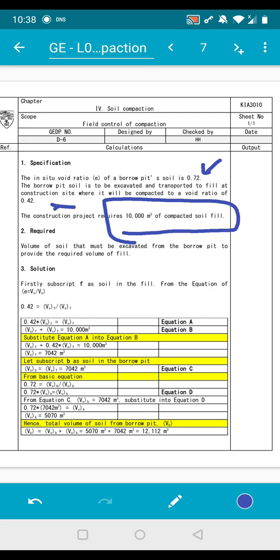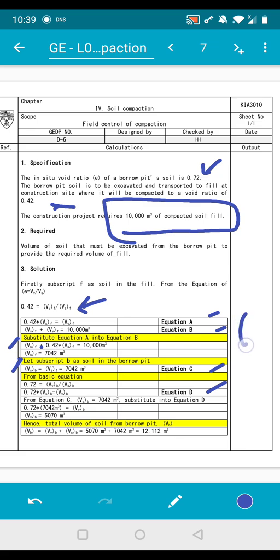And the solution. So you're going to make 4 equations here by using simple maths. So firstly, subscript F as the soil in the field from the equation of void ratio. So make sure you have F here, to represent the soil in the field. So 0.72 multiplied with the remaining parameters in that equation will give you equation A. And the volume equation, the total volume is 10,000 meter cube. This will be your equation B. So you make a simple substitution and you'll get your volume as 7,042 meter cube.